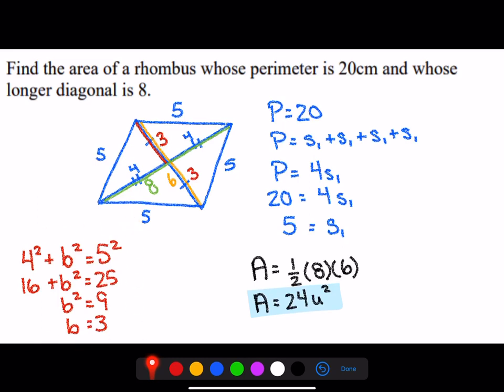At this point, we can use our area formula, 1/2 diagonal 1 times diagonal 2. Well, diagonal 1 is that 8, the longer diagonal. Diagonal 2, well, if this is 3 and this is 3, that diagonal is just 6. So 1/2 of 8 times 6 will give us area is equal to 24 units squared.